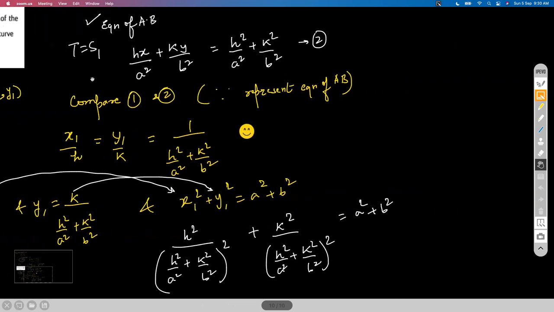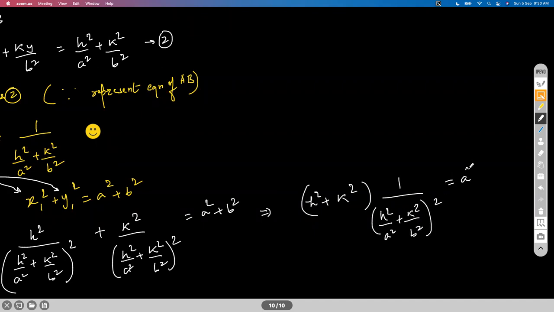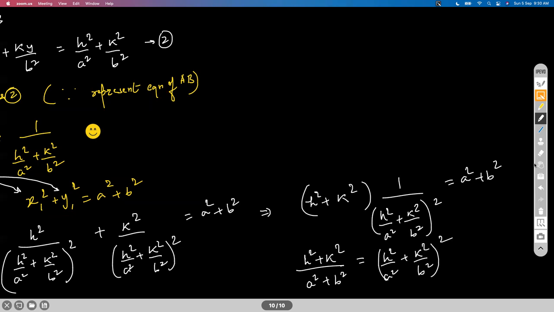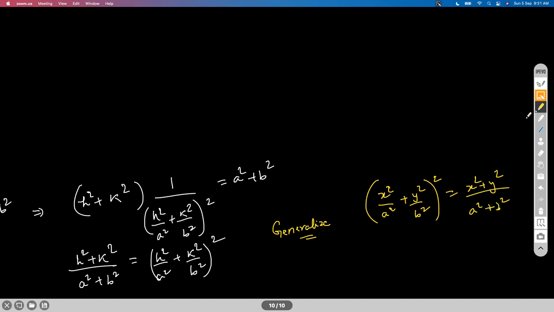I think we are very close to the expression. Yeah. So almost done. So h square plus k square, you can just take one by this common out. Maybe after the class, you can try sketching it also, what kind of a curve comes out from here. And then you can just make it on GeoGebra and check. Okay, now generalize it. After this, you can generalize it. So you'll end up getting (x square by a square plus y square by b square) whole square as (x square plus y square) by (a square plus b square). This is the desired locus.